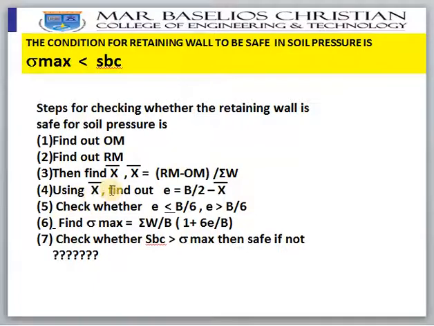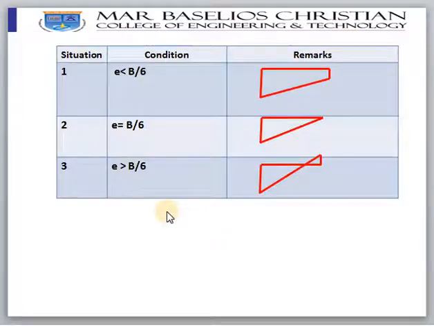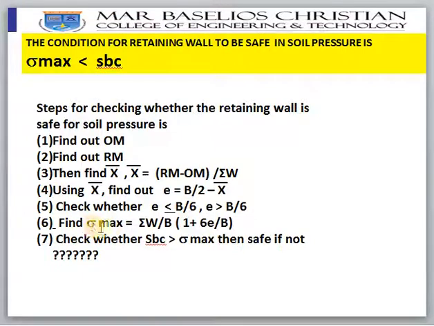And then once you have x bar, use the formula E is equal to B by 2 minus x bar. Find out eccentricity. Then check whether eccentricity is less than or equal to B by 6 or greater than B by 6, because you will have three cases like this. Check that. Then find out sigma max using this formula. And once you have sigma max, you check whether your SBC is greater than sigma max or not. If SBC is greater than sigma max, then you are safe, because the maximum stress coming on the soil will be less than the safe bearing capacity. So that is the ideal case.